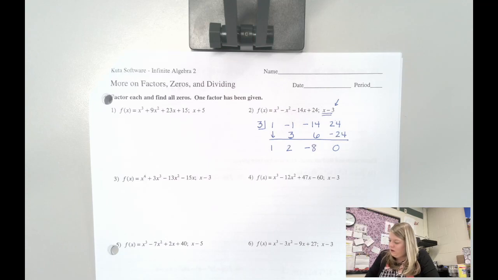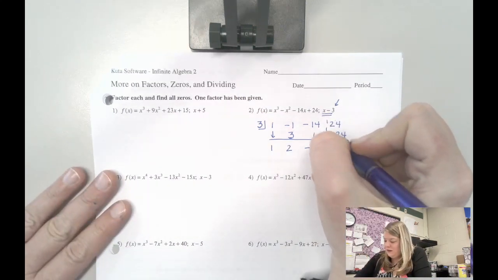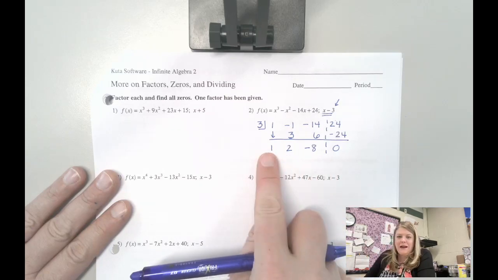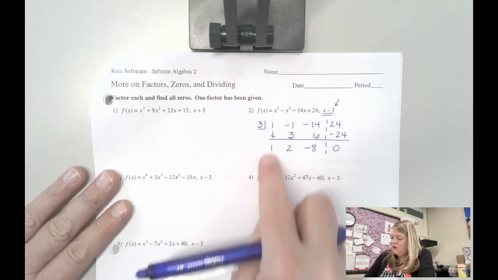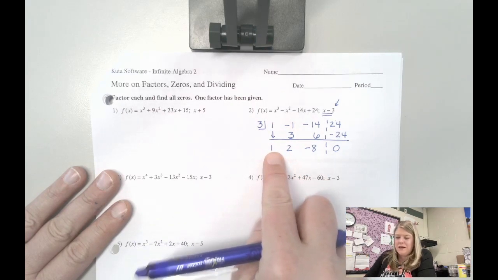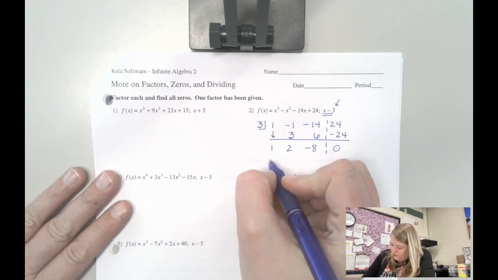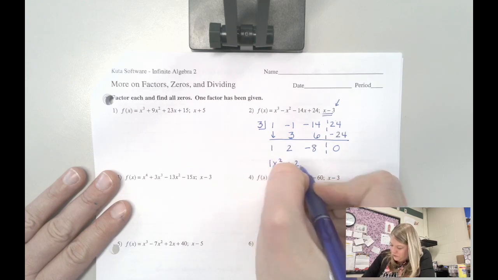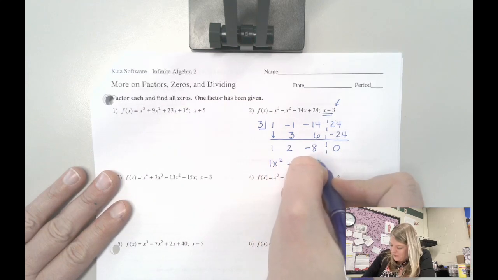I believe with all of these, if they're giving you factors, all of these should come out with a remainder of 0, okay? So if you didn't get a 0 there at the end, you did something wrong. And then I'm going to translate this back into a function, and again, I know how to start because I started here with an x cubed, so this is going to be an x squared. So my function now would be 1x squared plus 2x minus 8.